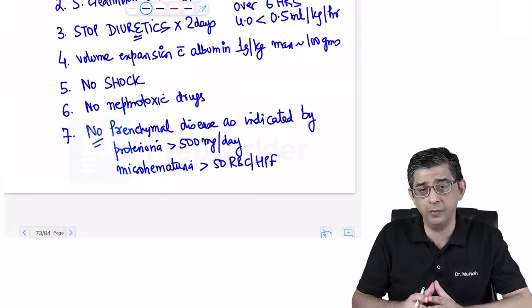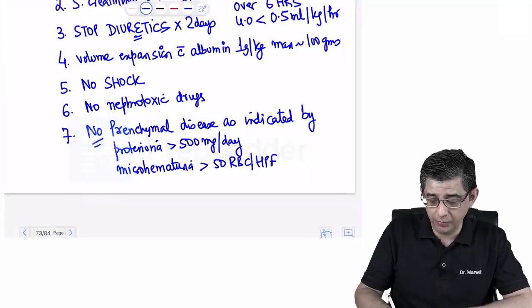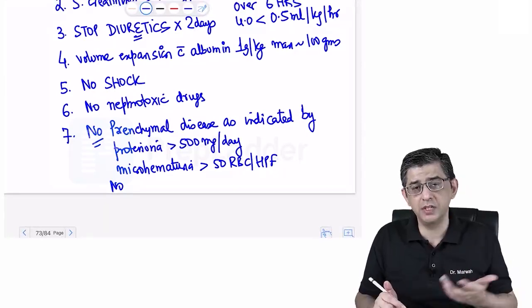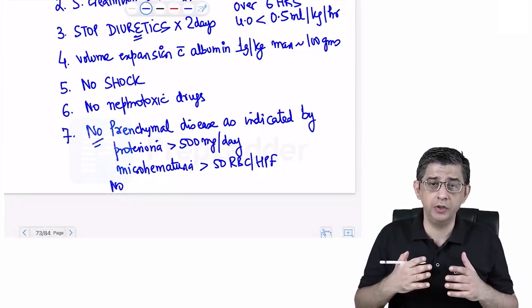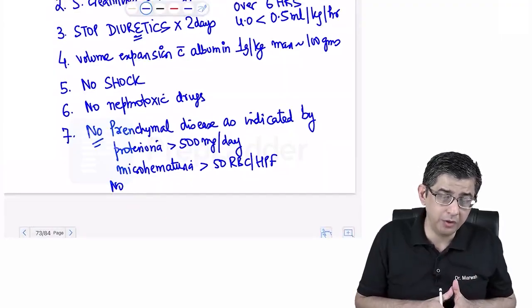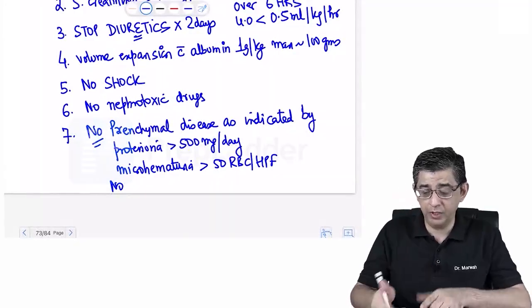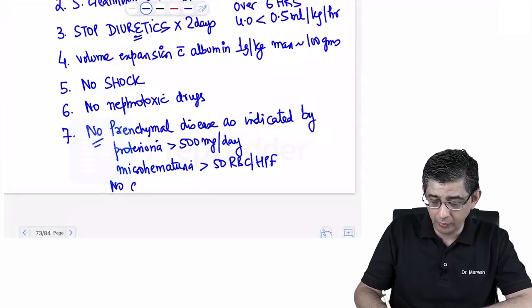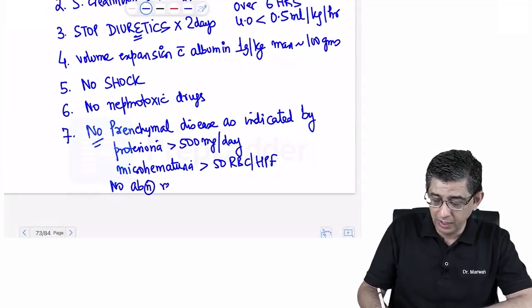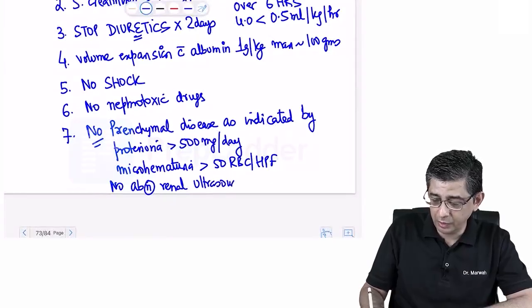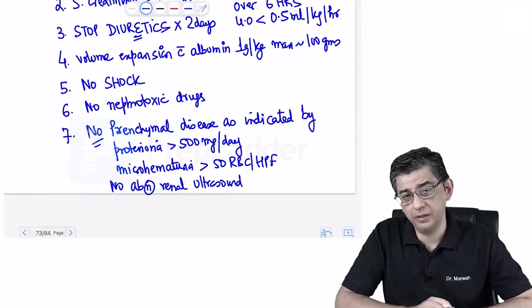You need to rule out the parenchymal aspects, and the word no comes up a couple of times, so it can be remembered logically. There should not be hypovolemia demonstrated. There should be no nephrotoxic drugs present in the patient, no parenchymal disease, and no abnormal renal ultrasound. If all of these conditions are satisfied, then we can say that hepatorenal syndrome is occurring in the patient.